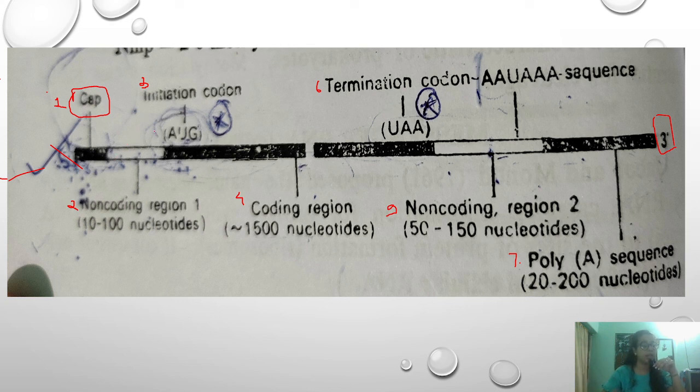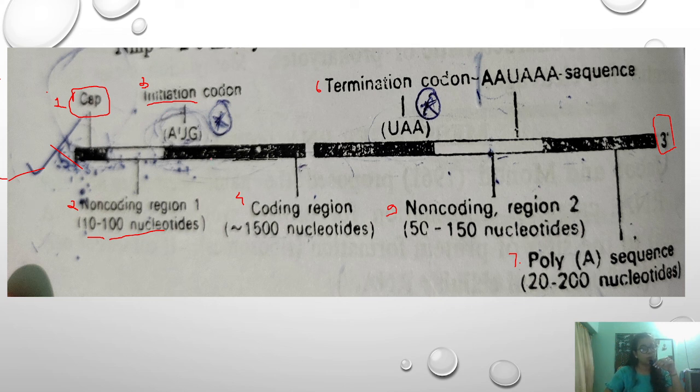Then next comes non-coding region 1. It is mainly rich in adenine and uracil, and it is made up of 10 to 100 nucleotides. Why is it called non-coding? Because it does not take part in protein synthesis. Next is the initiation codon, that is AUG. What is the role of the initiation codon? From here the actual protein synthesis will begin. The ribosome will bind in the cap region, but the actual process will start from the initiation codon, AUG.